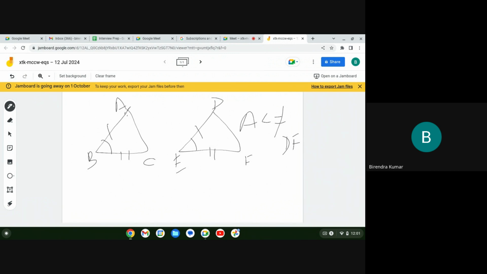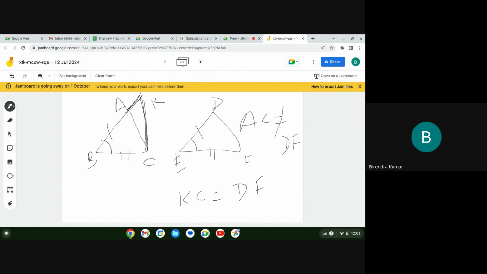But what happens is, if I make it a little bigger, if I extend this line, and let's say this point is K. I am saying that AC and DF are not matching, but if I extend this line, then KC is equal to DF.